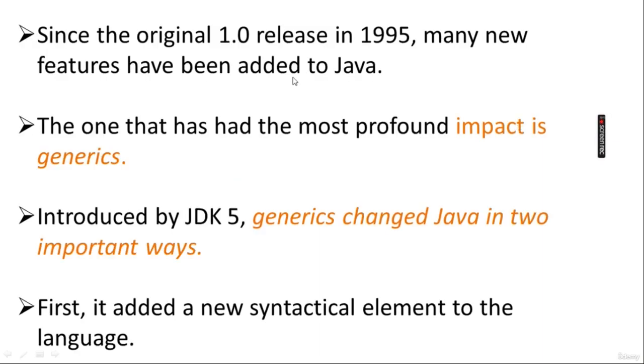Hello friends, today we are going to start with a new chapter that is generics in Java. Since the original 1.0, many new features have been added or introduced to Java. One that is generics, and it has the most profound impact on the programming language. Introduced by Java 5, generics changed Java in two important ways.